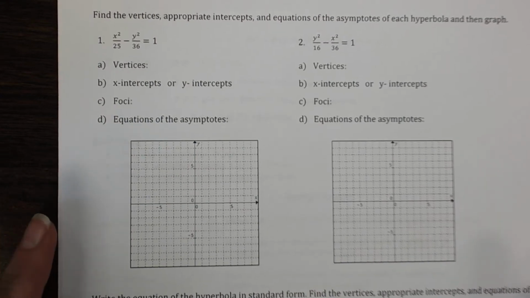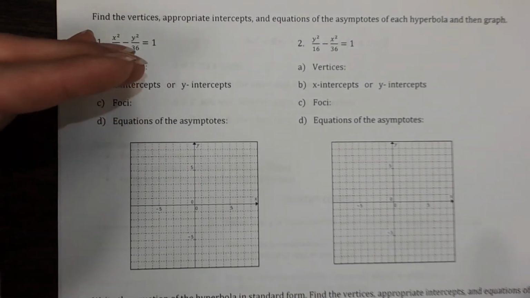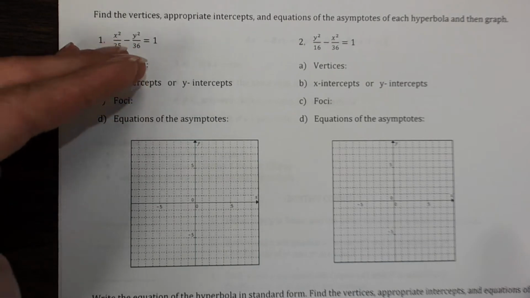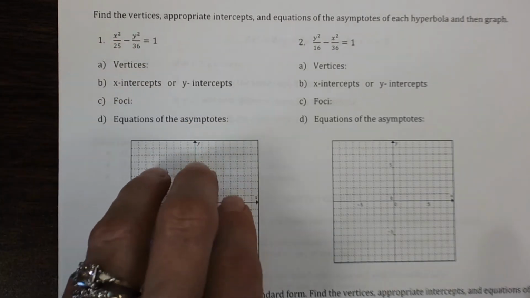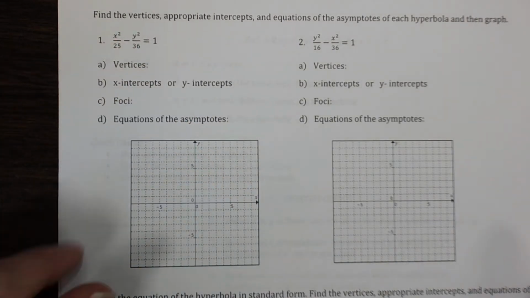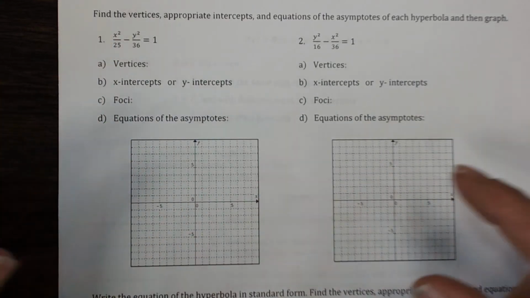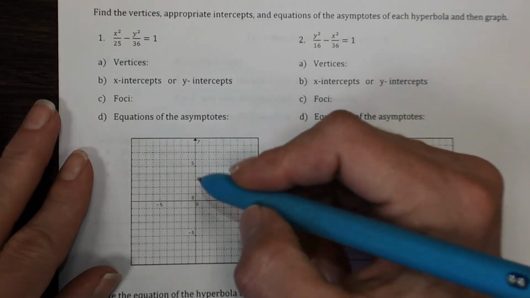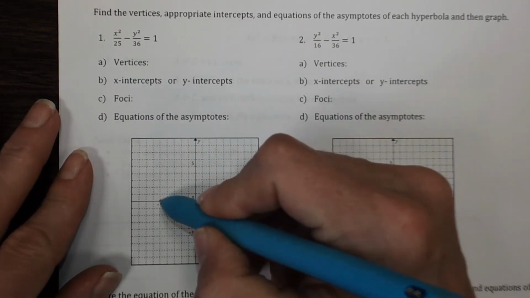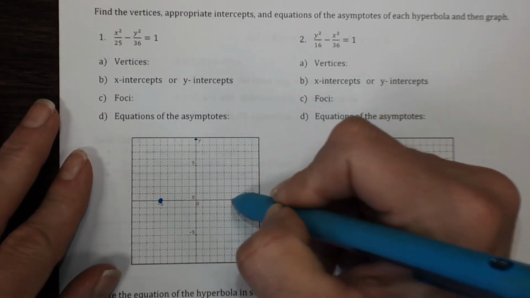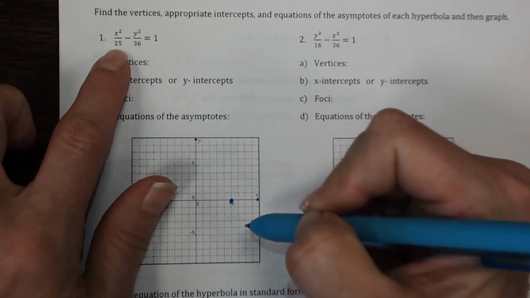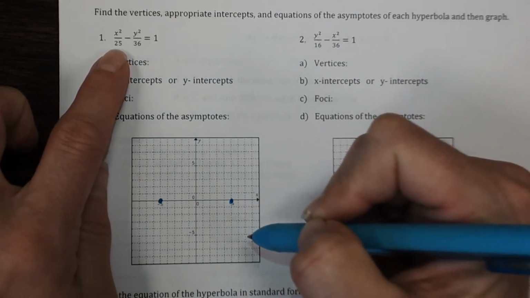Okay, so again, just like an ellipse, I usually don't write any of my information up here until I go down here and start plotting it. Since the x is leading, that means it's going to go out to the right and left. So I'm going to go out 5 to the left and 5 to the right because that a squared is 25, so a is 5.